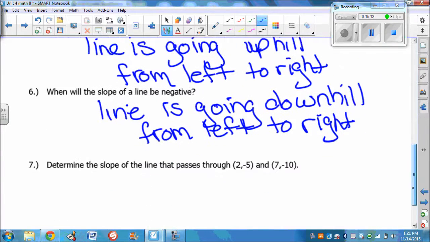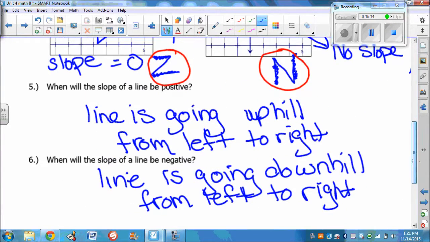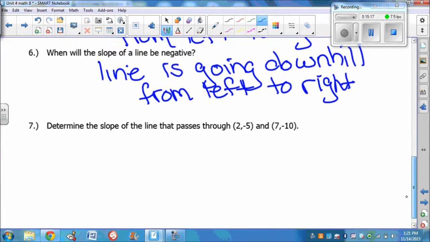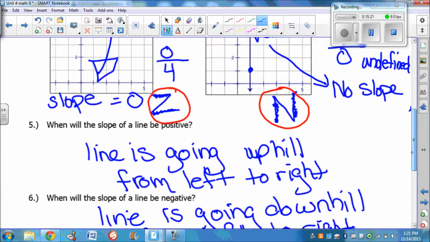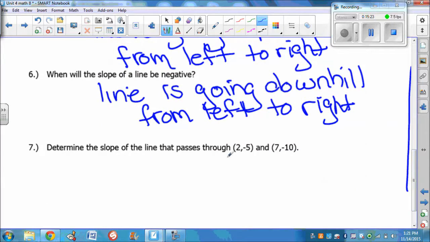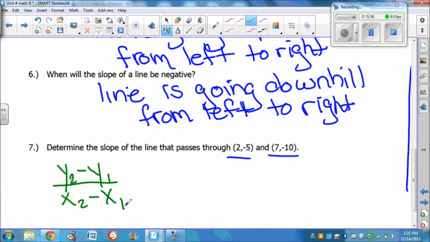Okay. All right. So now, whoops, sorry about that. This next one says determine the slope of the line that passes through these 2 points. So now we don't have a graph to look at and find our rise over run. So we're going to use our formula that I wrote on the first page. That's our slope formula. When we don't have a graph to look at, we still can do our calculations.